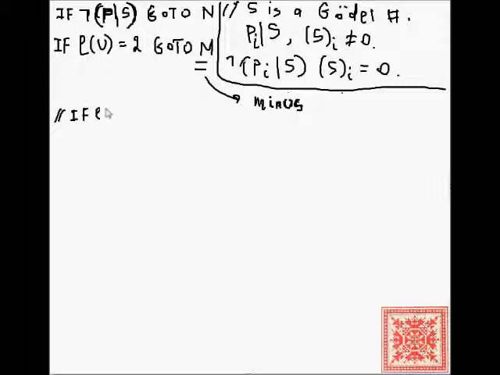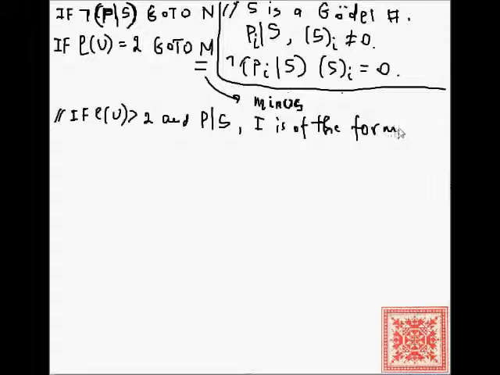Now, what happens if L of u is greater than 2? That means we have a conditional statement, and we have to dispatch to the appropriate label. If L of u is greater than 2 and P does divide S, because we've already taken care of the case where P does not divide S, then I is of the form: if V is not equal to 0, then go to L.